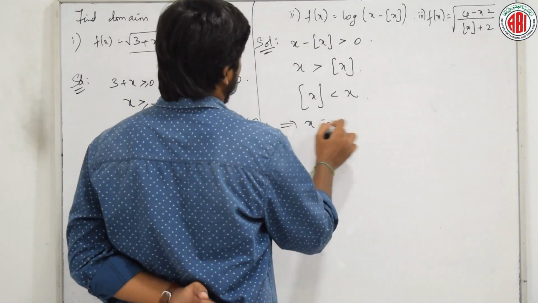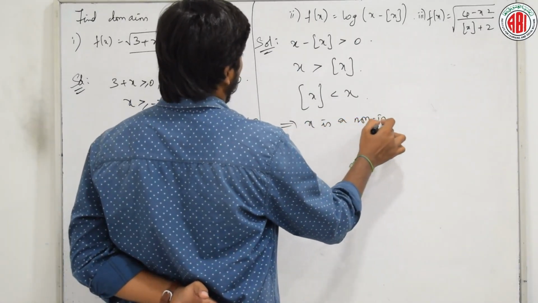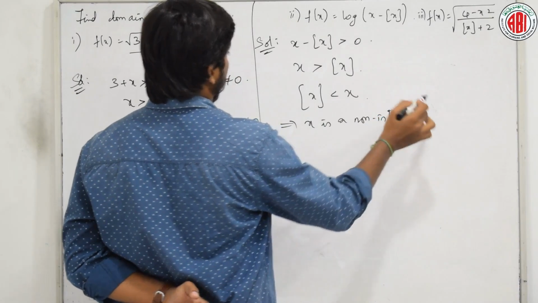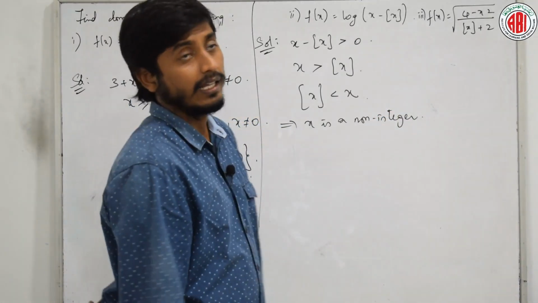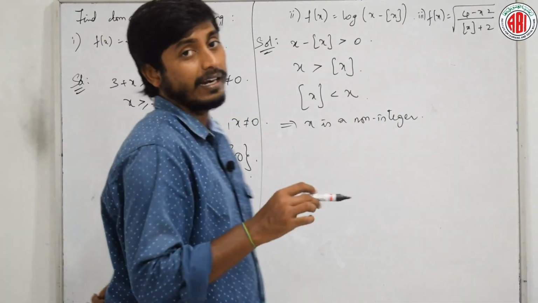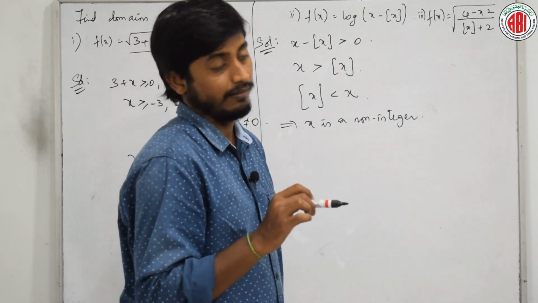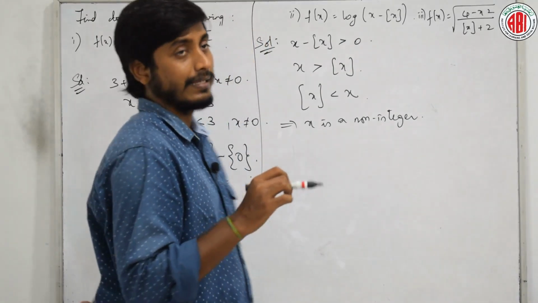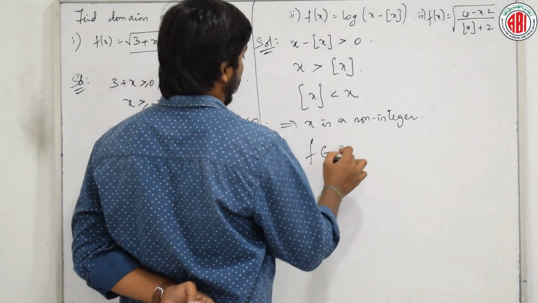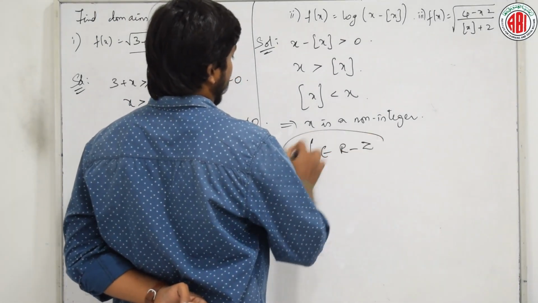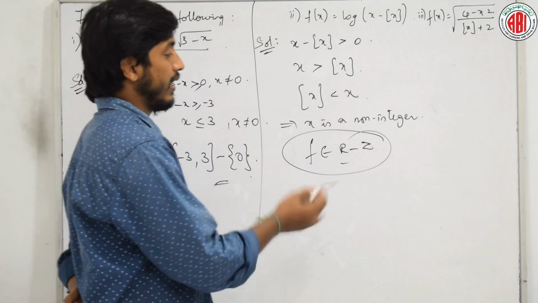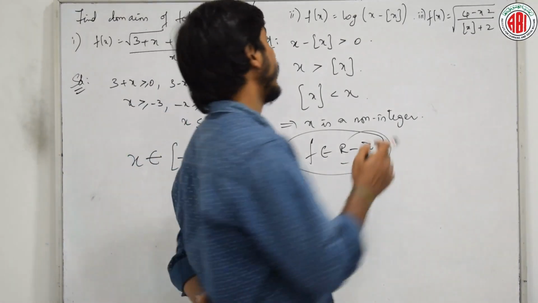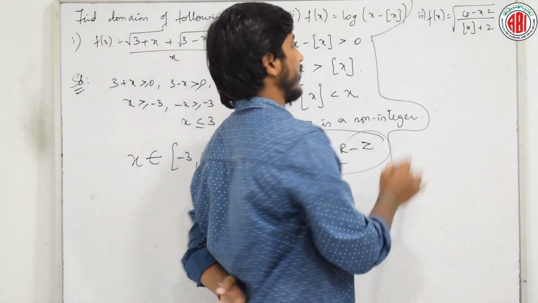Since it is this, x is a non-integer. Here x is a non-integer. Clear? Therefore, except that we can write anything. Yes? That is, therefore, x belongs to R minus Z. Why? R is the real number set, and Z is the set of integers.